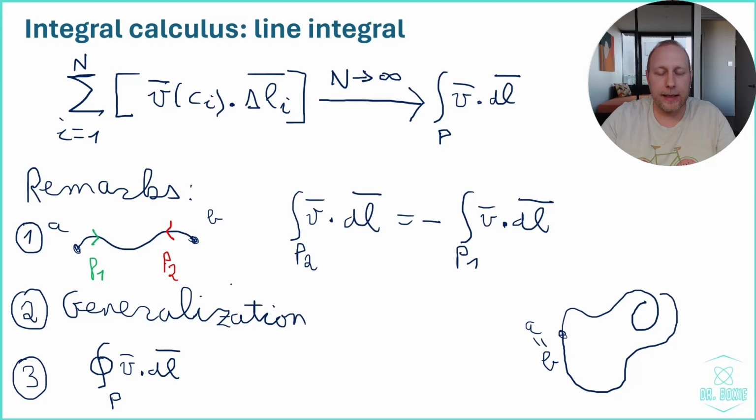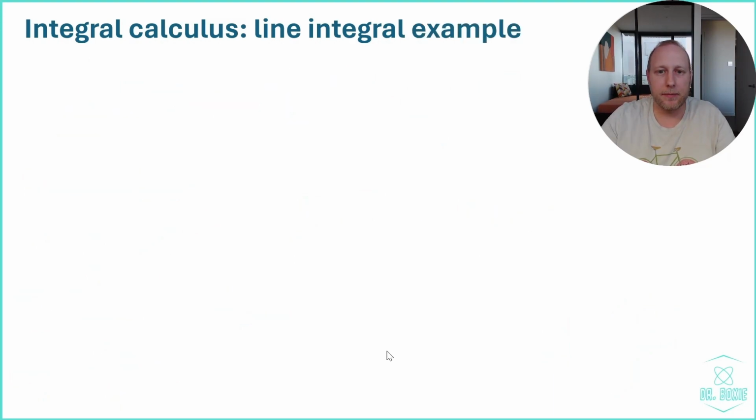If we see a line integral with a circle on it, all it means is that we are considering a curve, a line that is closed. So let us see how to calculate such a line integral.